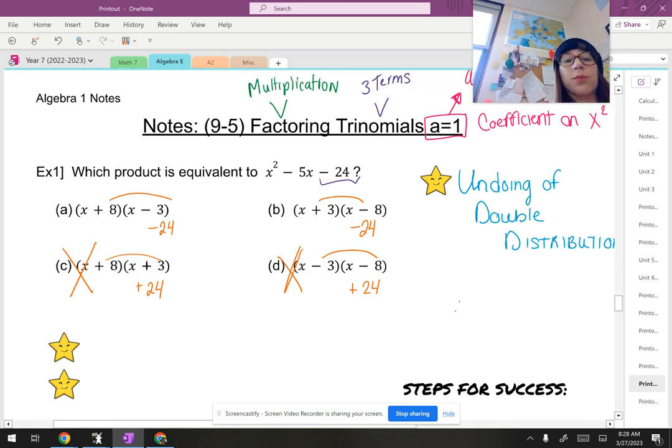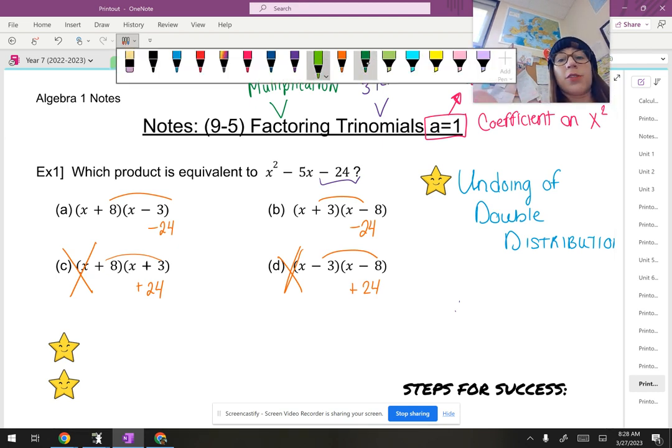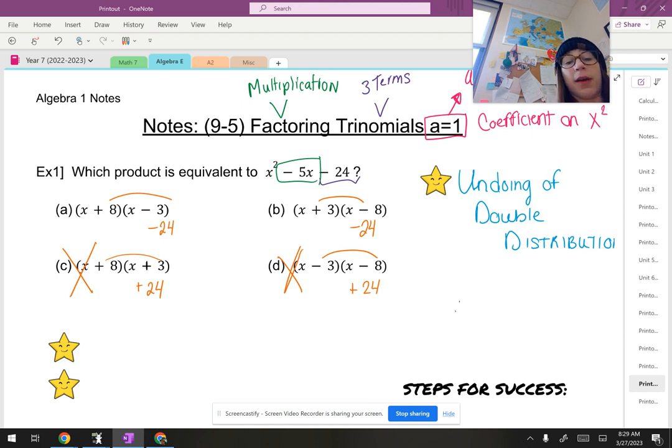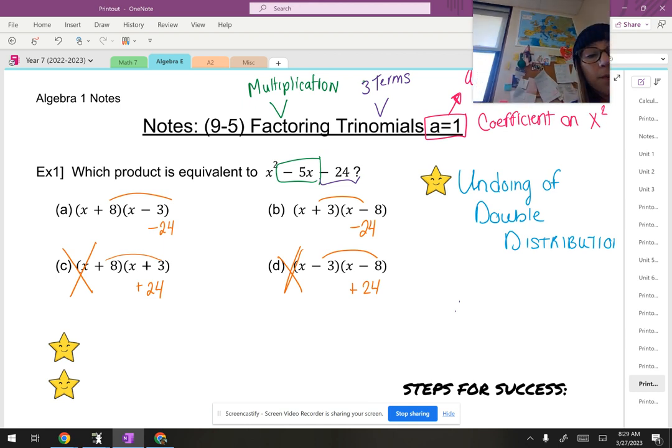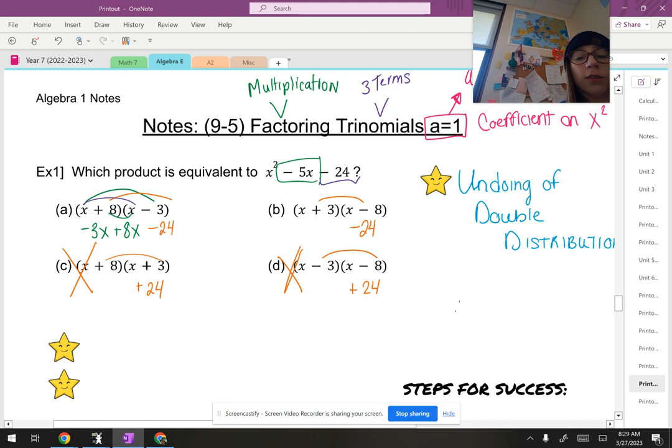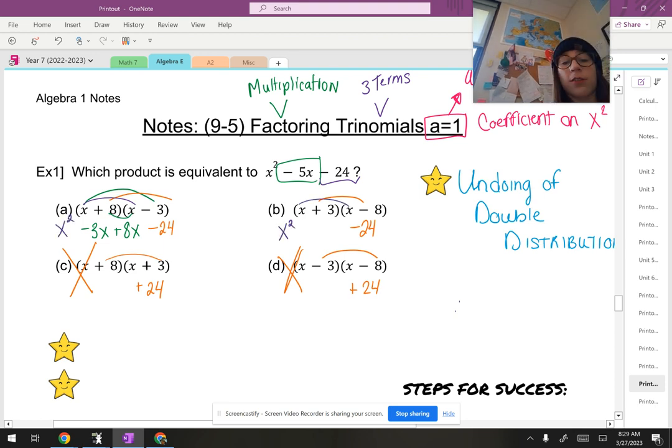So next, we have to look at our middle term, that x term, the negative 5x. That negative 5x is what I get in the middle when I multiply the constant by the x and the other constant by the x. So like here, if I were to multiply x by negative 3, that'd give me negative 3x plus a positive 8x. And we already established that the first piece in all of these is that x squared.